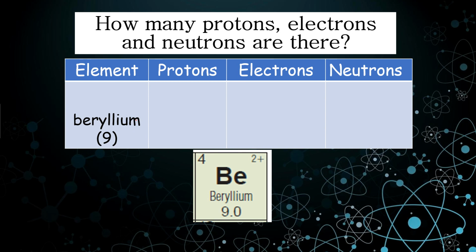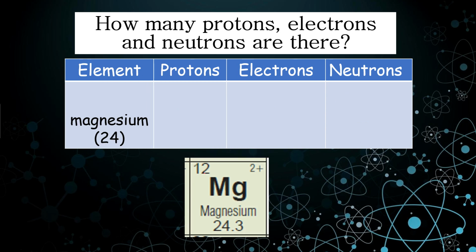Beryllium, it doesn't say ion, so that means that it is going to be an atom. An atom means that my protons and my electrons are the same. So it's 4 and 4. Once again, I take my atomic mass, which is 9, subtract my atomic number, which is 4, and I get 5 neutrons. Whew.